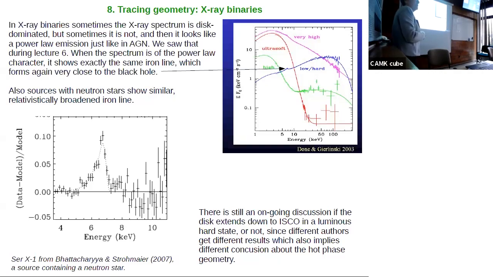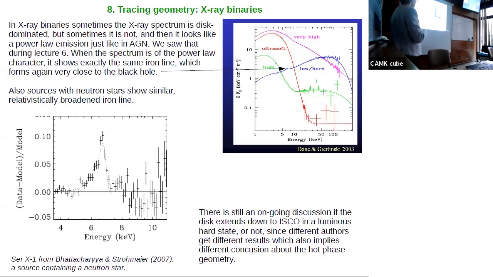The same line is seen in galactic sources, so the same argument applies here. You see the same line, or excess above the power law. If you look at the whole spectrum, this line is not really impressive. This is this tiny feature here, right? But if you show it in this way, yes, you see it. This is actually a source containing a neutron star. So in the case of the neutron star, you also have a similar setup, this very broad K alpha line and a relatively compact X-ray emitting region.